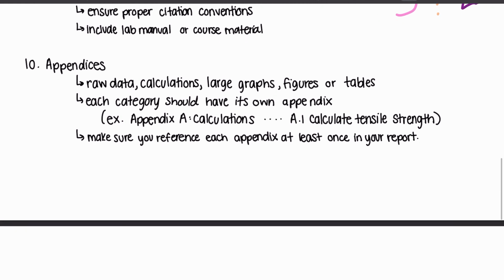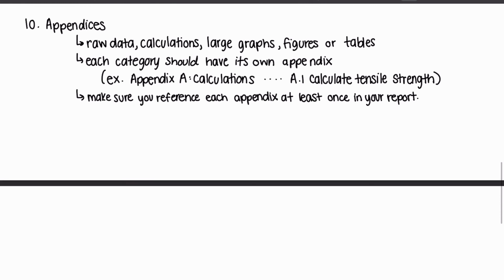Lastly, in this report, we have the appendices, and you might not have any appendices in your lab if you are doing a smaller lab with less data, or if your data can be included directly into your lab report because of its size. But if you do have your appendices, they would come after your references, and you can include anything from your calculations to any large graphs, figures, or tables that you have from your data. Each category of appendices should have its own separate appendix though, so your calculations would have its own appendix, graphs would have its own appendix, and also the figures and tables would all have separate appendices.